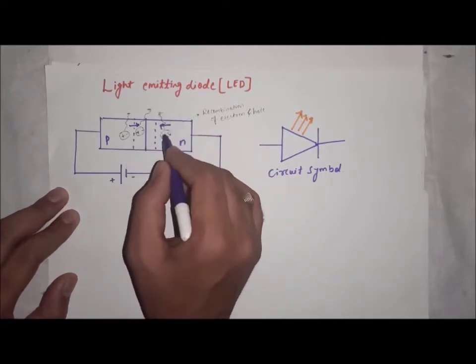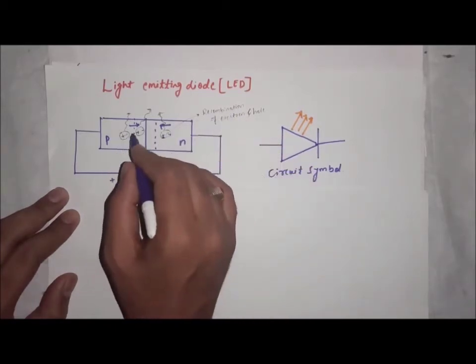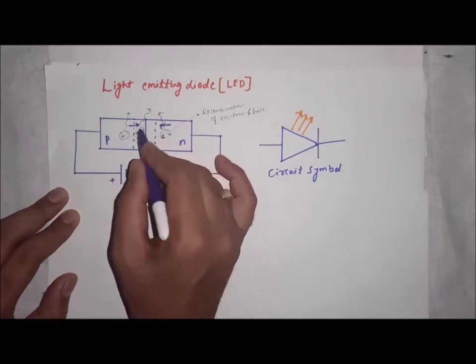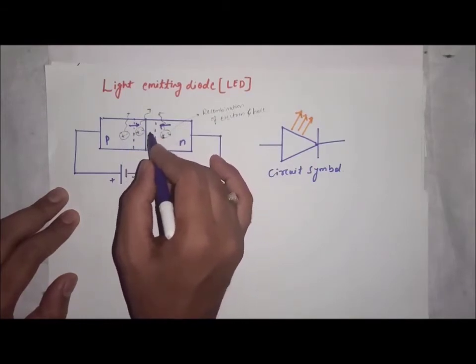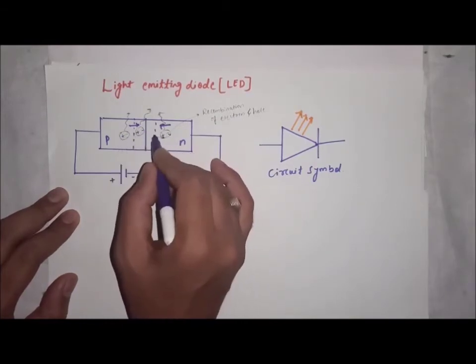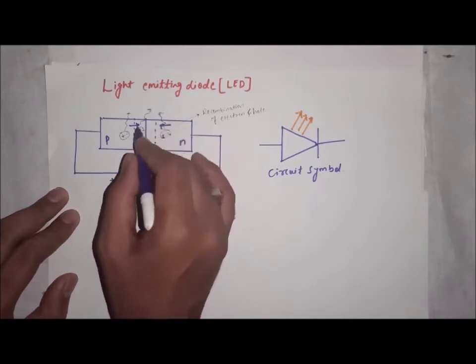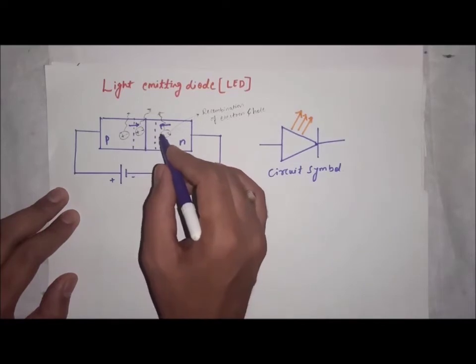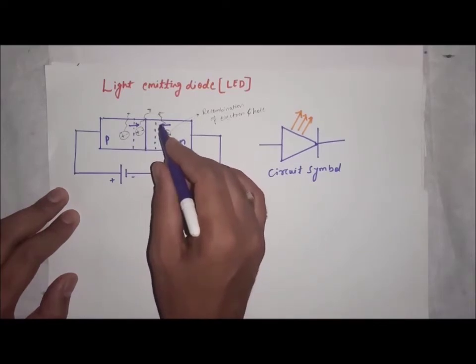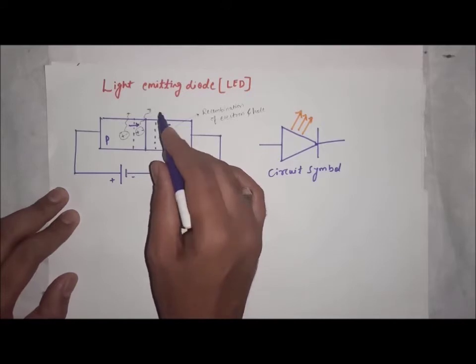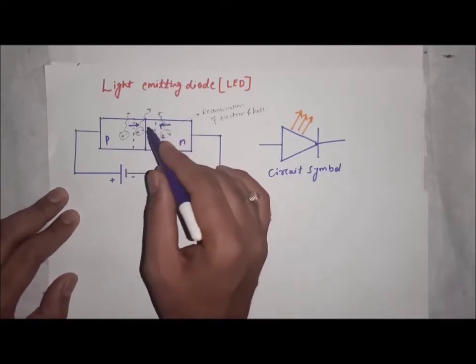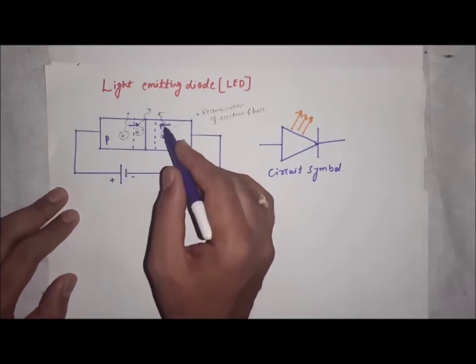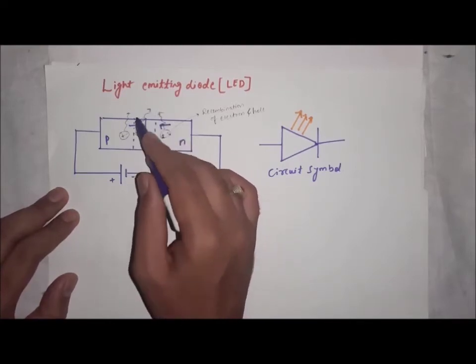Not only one electron and hole recombine, so many electrons and holes recombine at the depletion region and near the depletion region. Once they combine, you will get the energy, and that energy is light energy. It is not necessary to always be light; some diodes also produce IR, infrared radiation.